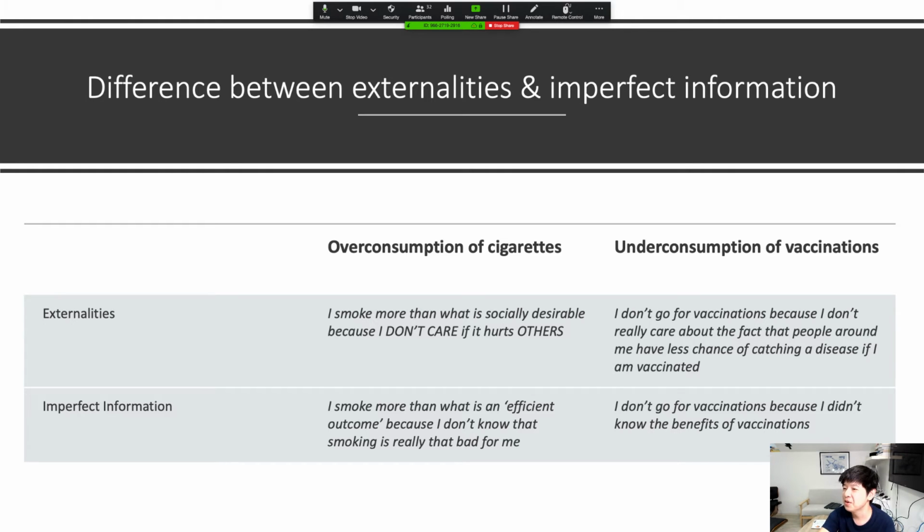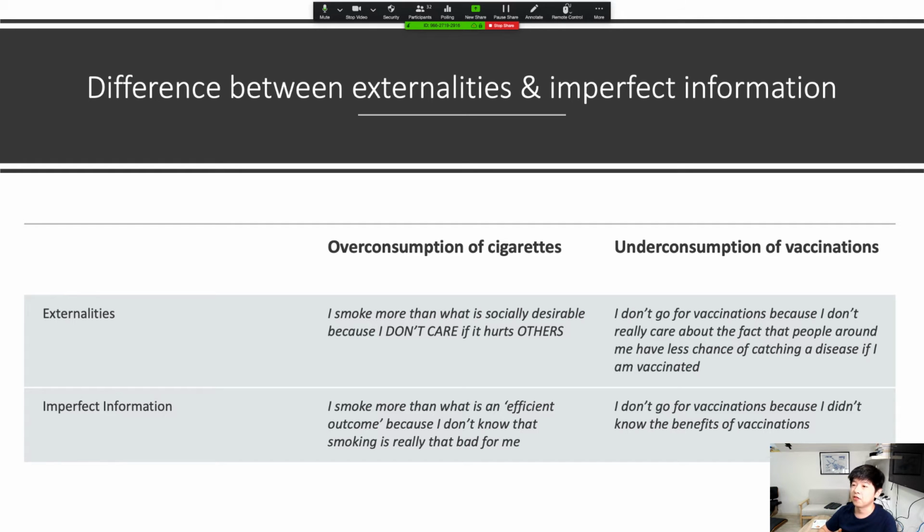Okay, anyway, let's move on. Let's talk about vaccinations. Vaccinations are under-consumed because of externalities and imperfect information as well. Again, these are two separate issues. Externalities: when people under-consume vaccinations, it's because people don't really care.